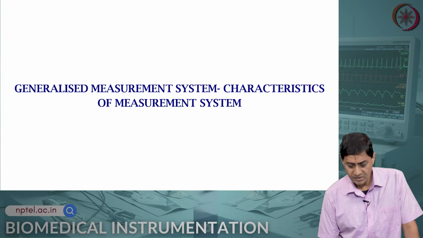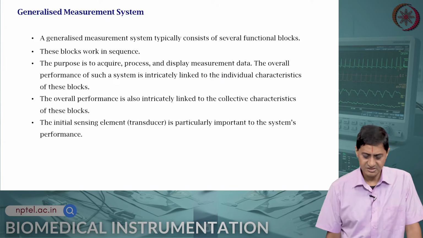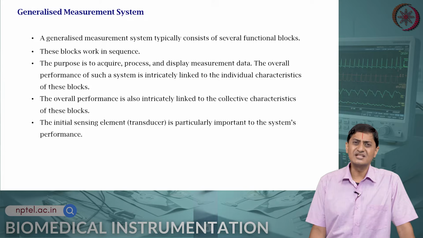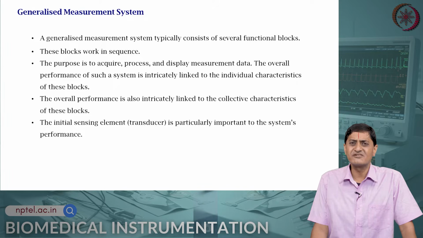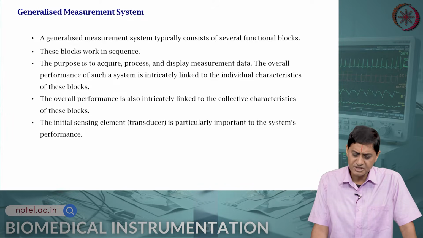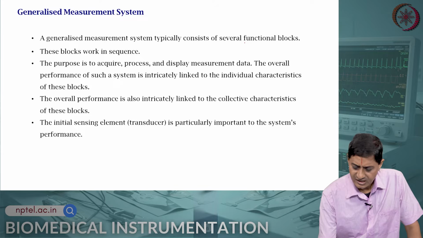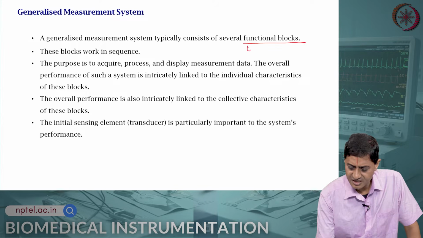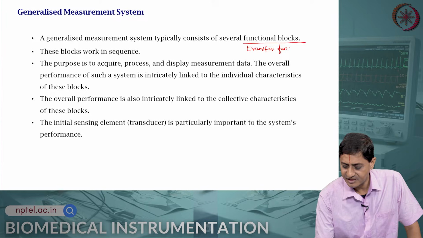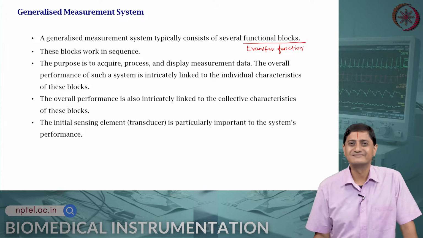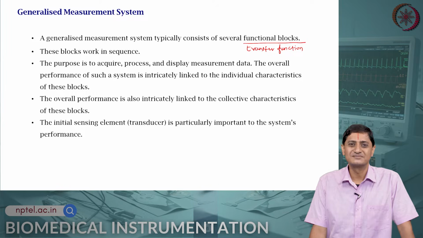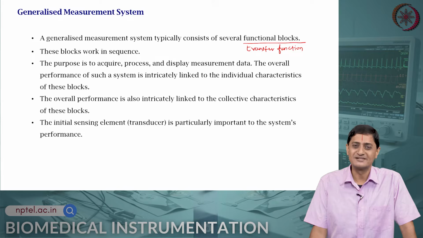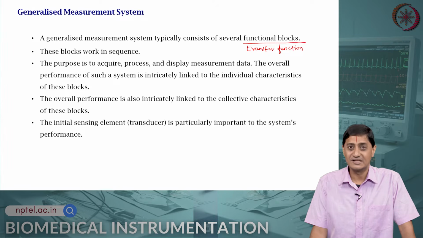So, what are the generalized measurement system characteristics? What are the various characteristics of this measurement system? Usually, a generalized measurement system consists of several functional blocks, each of which has its own transfer function. What is a transfer function? I am not going to answer that. You will find out the answer. Each of these has its own transfer function.